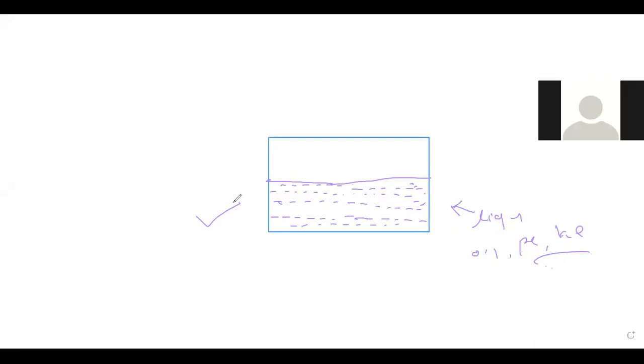From this symbol, we can easily understand that this is a liquid. That liquid may be oil, petrol, or kerosene. If we want to show any liquid in the conventional manner, we draw this type of symbol. This is the conventional representation for the liquid. Understood? Yes. Okay, so we will move to the next point.